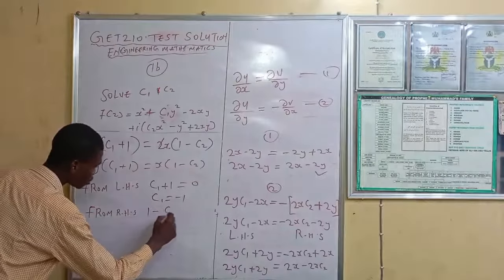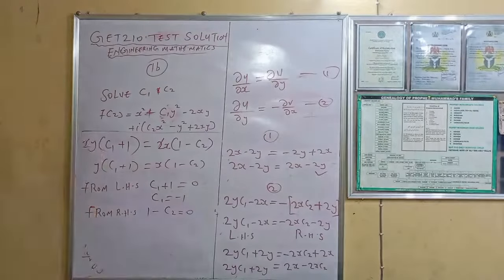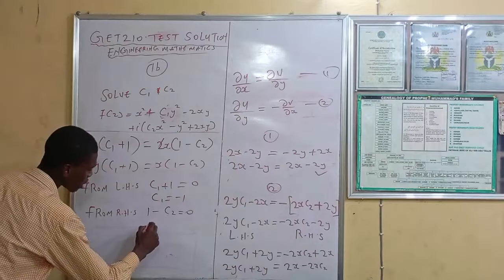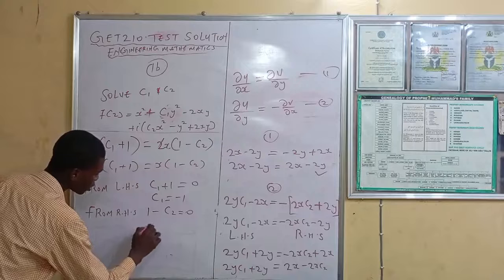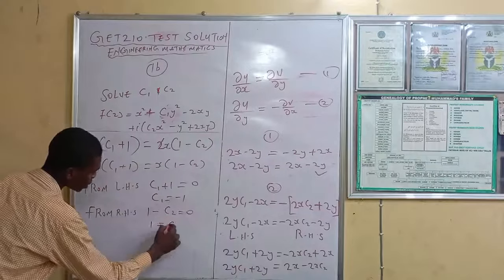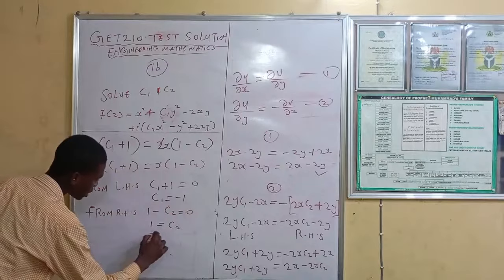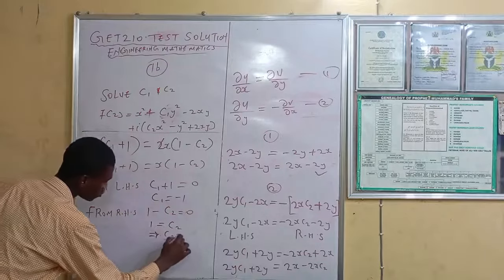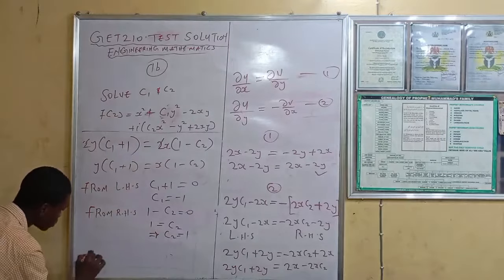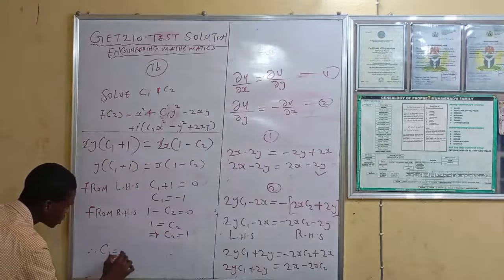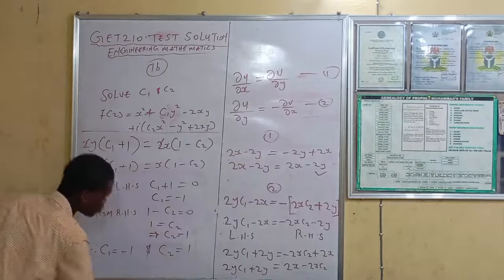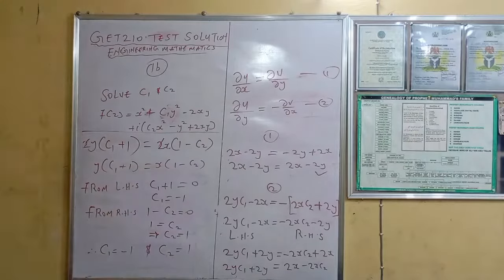1 minus c2 equals 0. From there, make c2 the result of the formula. It means 1 equals minus c2, go to the other side, equals c2, which implies that c2 equals 1. Hence, therefore, the value of c1 is calculated to be minus 1 and the value of c2 is calculated to be 1. Do you have any question?